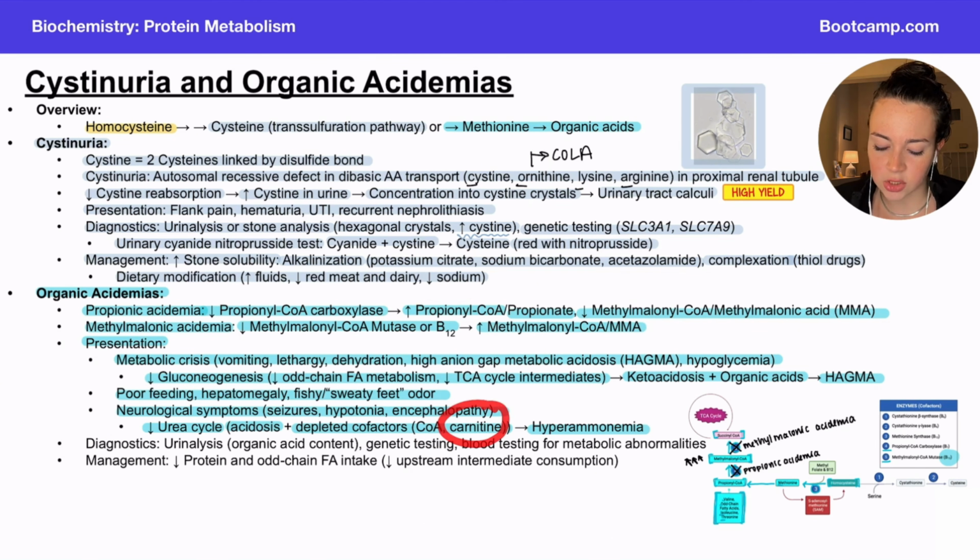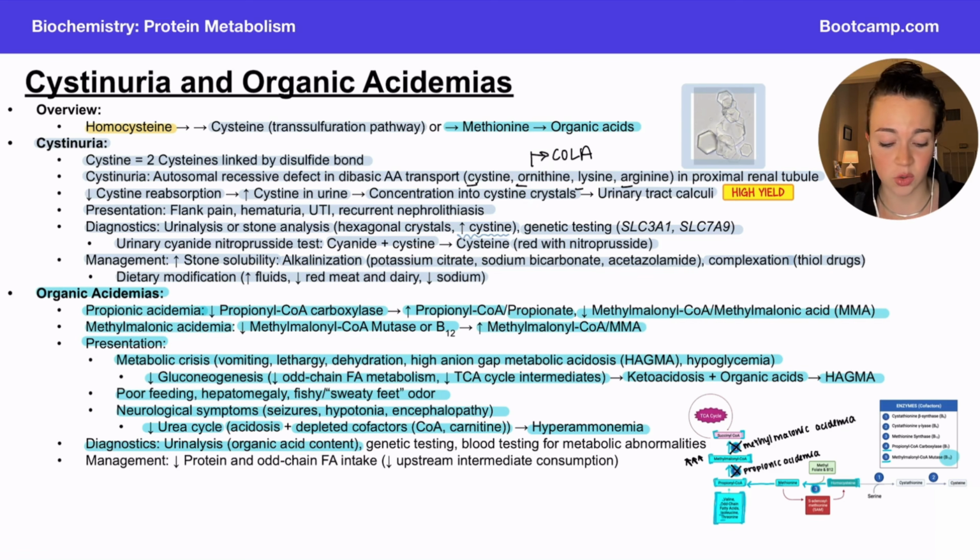And carnitine and CoA kind of compete for the same pool of precursors when they're being synthesized. So if we sequester everything as CoA, we don't have a whole lot of precursors left to make carnitine. All that is to say, in organic acidemias, the urea cycle shuts off, leads to hyperammonemia, leads to symptoms of seizures, hypotonia, encephalopathy, a neurological picture.